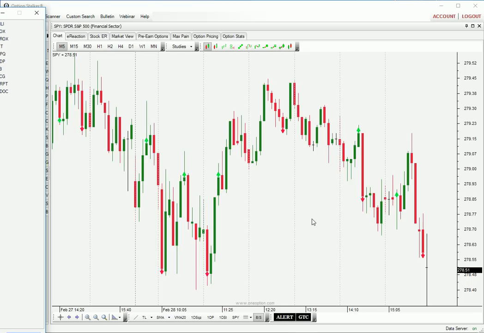And by the way, you don't need to subscribe to any data. The data is included with Option Stalker. You don't need to have any special brokerage accounts or any interfaces. This is already included in the platform. So you sign up, you log in, you're ready to go.